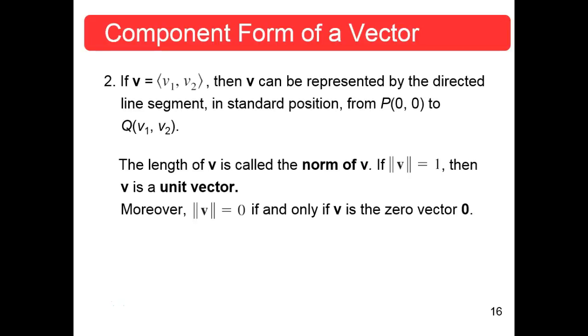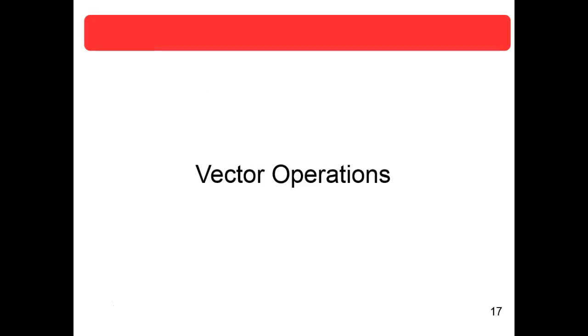Notice the number 0 is written without bold. The 0 vector is written bold. So therefore, when I write the 0 vector, I put the little arrow over it, so you know I'm talking about a vector, not the number 0. Okay.